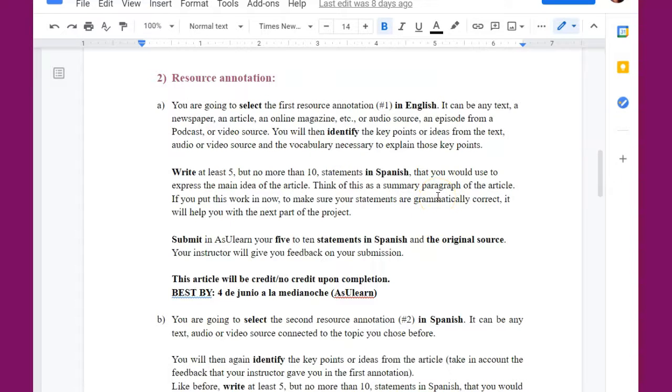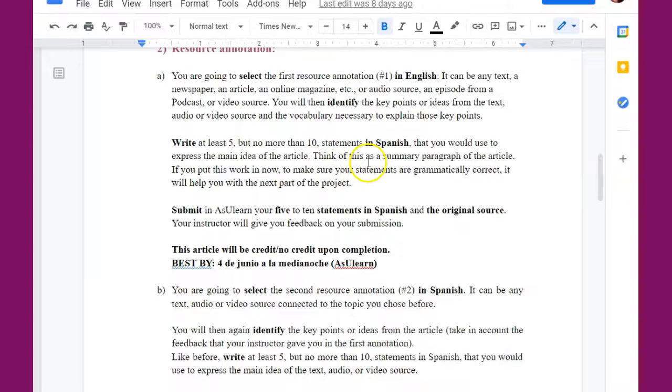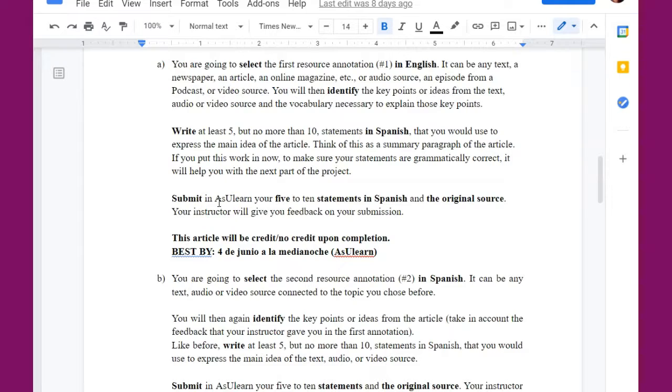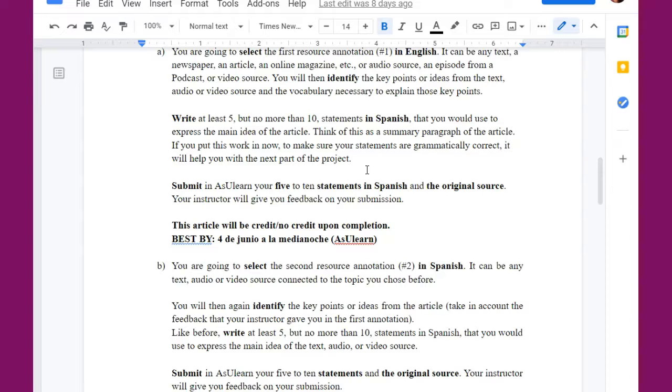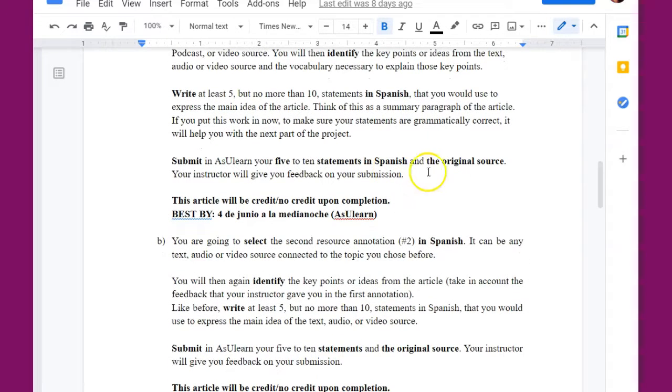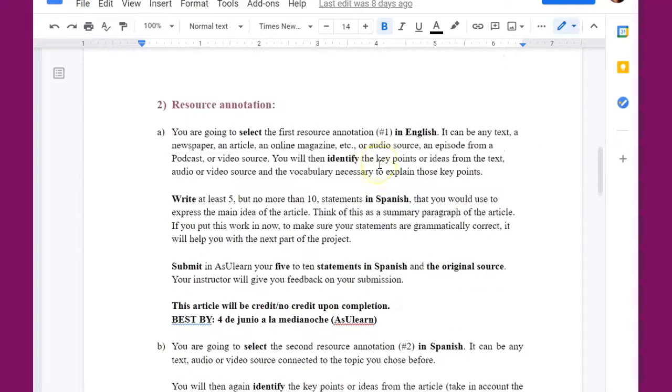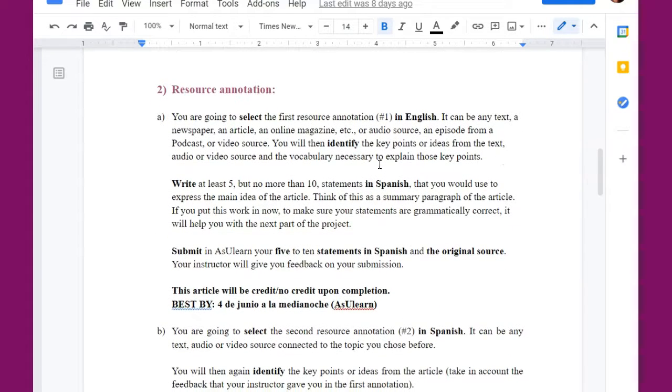So even though your source is in English, you're going to write your sentences, your summary, to express the main ideas of what you read, watched, or heard in Spanish. And think of this as a summary paragraph of the article. And if you put in this work to have your sentences in Spanish, that is going to be helpful later when you do your infographic. So you always have to cite the original source when you do your resource annotations.